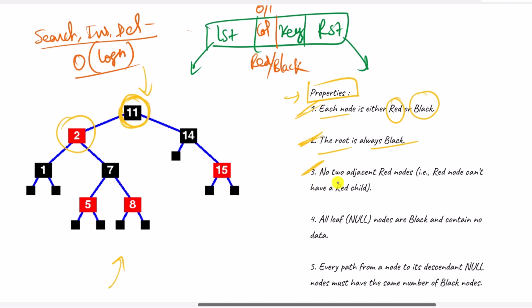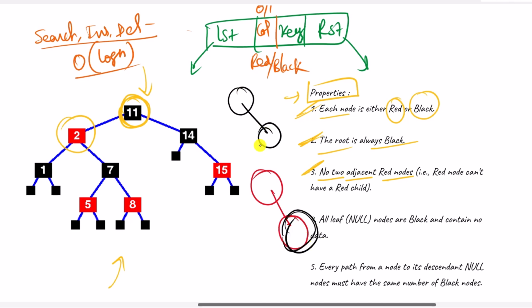And the third point is that no two adjacent red nodes are allowed. For example, suppose we have one red node. Now the adjacent child node must not be red. This should be black. Two black nodes can be adjacent, but two red nodes cannot be adjacent. That means a red node can't have a red child. So here you can see the black node can have a black child. That means black adjacent nodes are allowed, but two red nodes cannot be adjacent. So you can see no two red nodes are adjacent.